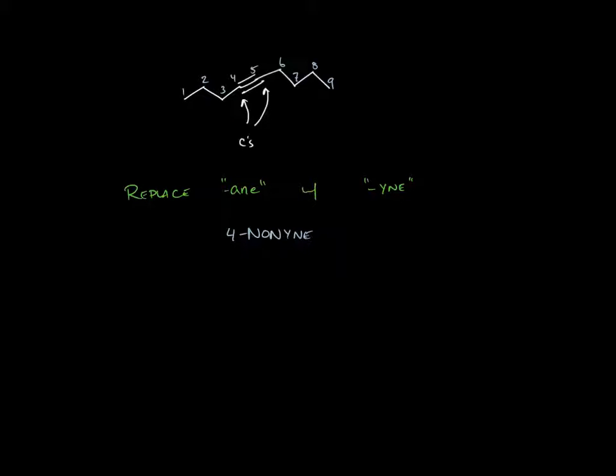And the assumption is that you know that the alkyne would go from carbon 4 to carbon 5. The other way to do this, just like with alkenes, is to do non-4-yne. And that's it. That's how you name alkynes.